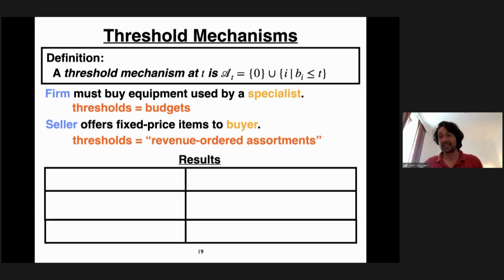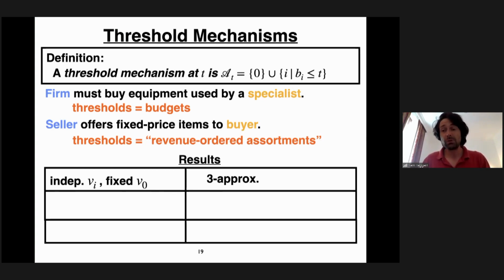And we do so under 3 sets of assumptions on our unknown value distributions. So the first is we assume that the values are totally independent. And we assume our outside option has a fixed value. So that's like, don't purchase in the assortment optimization example. And we show that threshold mechanisms are a 3 approximation to the optimal mechanism.